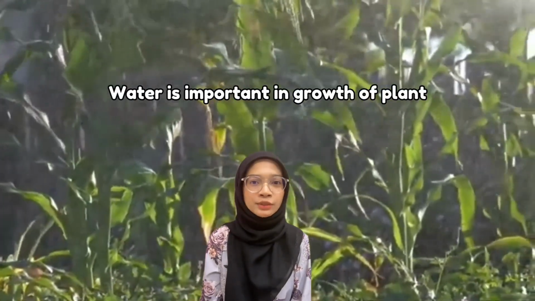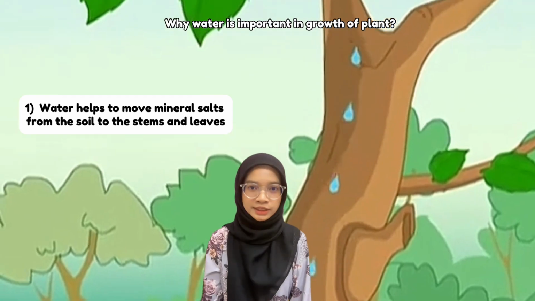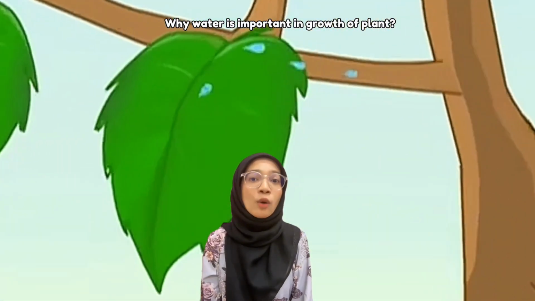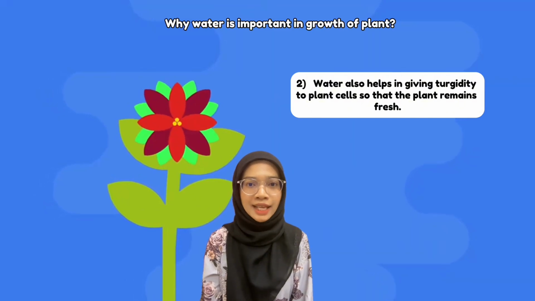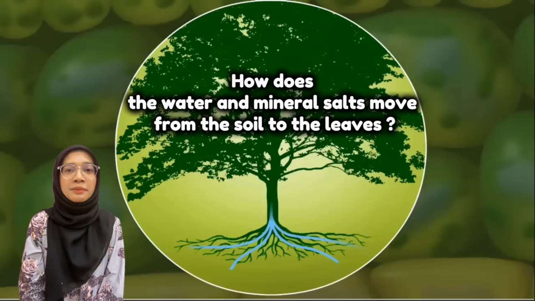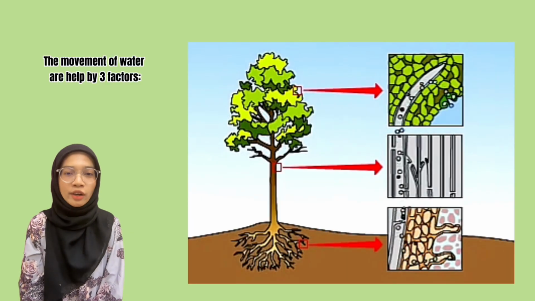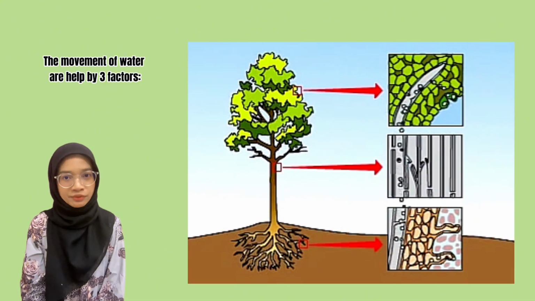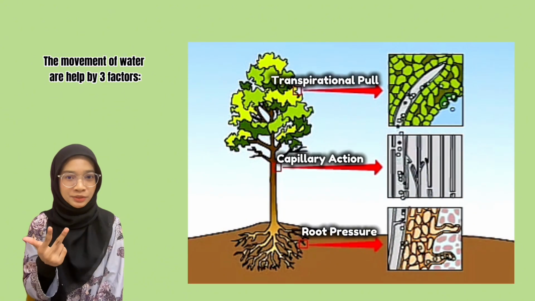Students, do you know that water is very important to the growth of plants? Why? Because water helps to move mineral salt from the soil to the stem and leaves. Other than that, water also helps in giving turgidity to plant cells so that the plants remain fresh. So, how do water and mineral salts move from the soil to the leaf? The movement of water is helped by three factors, which are root pressure, capillary action, and transpirational pull.